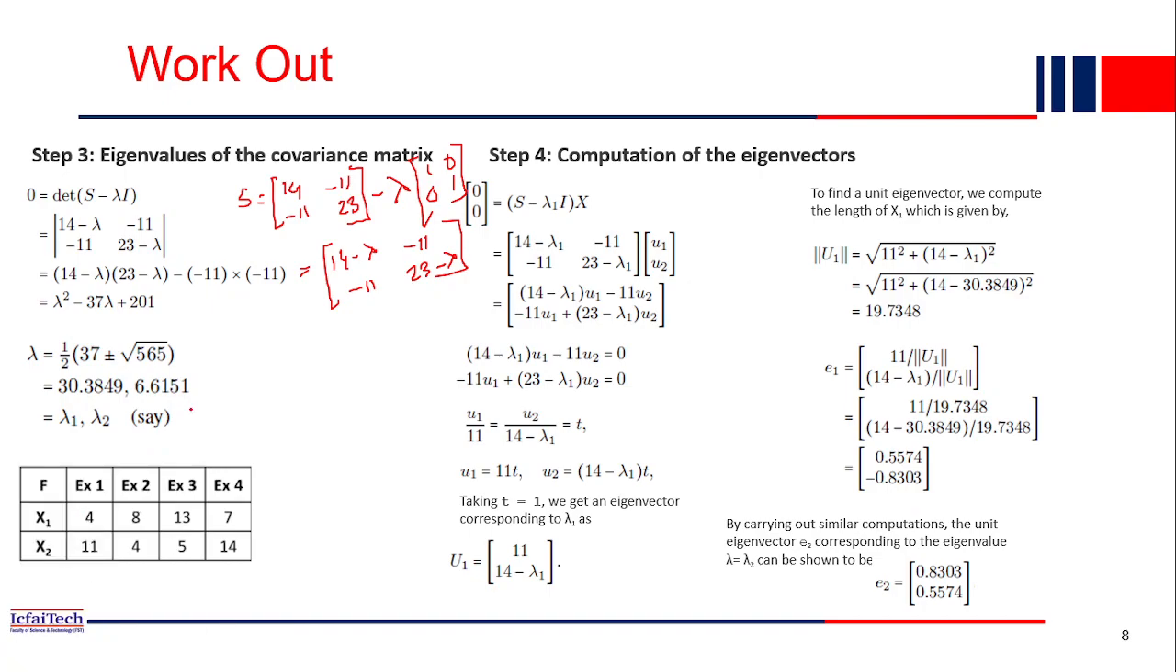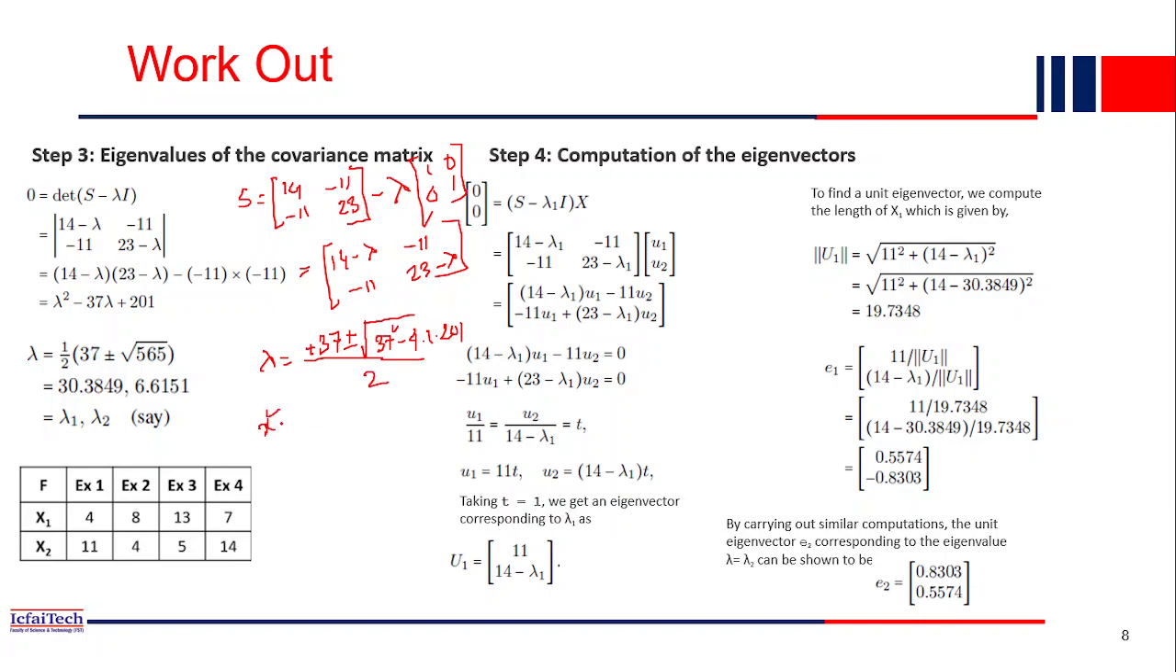in school life, right? So the equation would be, if I write the formula, lambda equals minus b, so here b is 37, right? Minus means plus 37 plus minus root over b square minus 4ac, so b is 37 square minus 4ac. A is 1, c is 201, all over 2a. 2a means 2. So this is the equation, right?